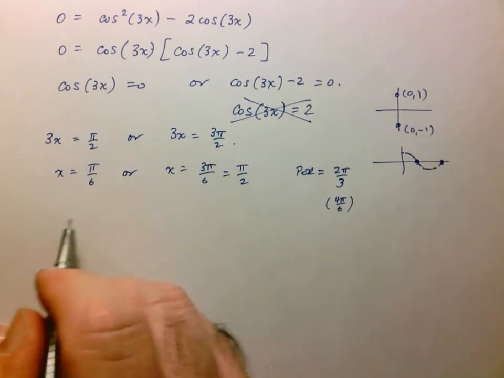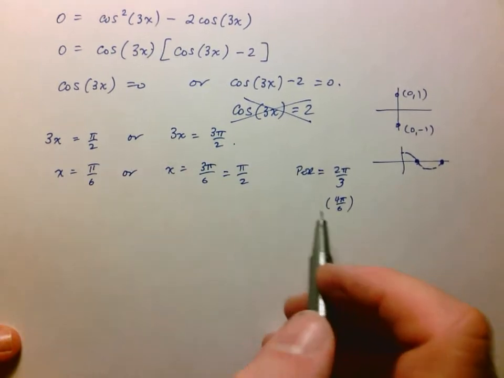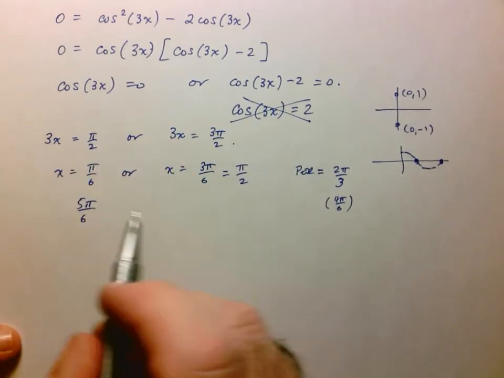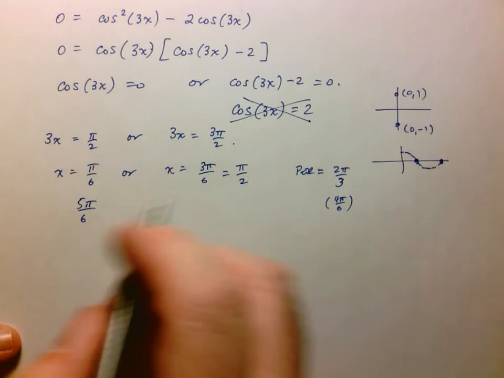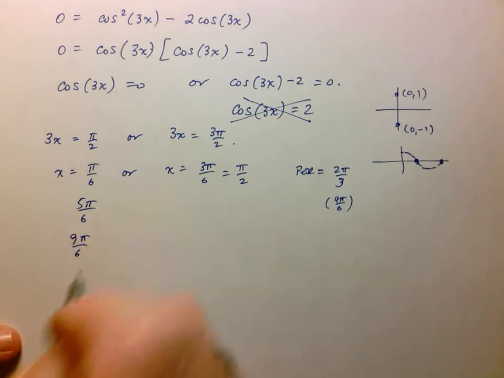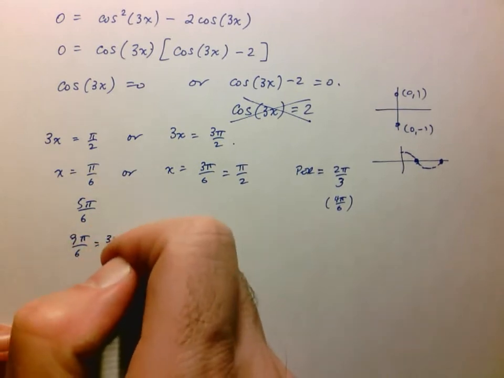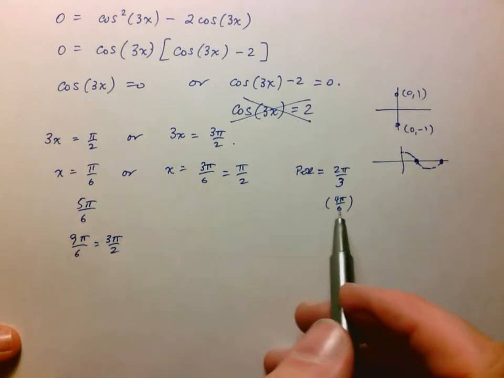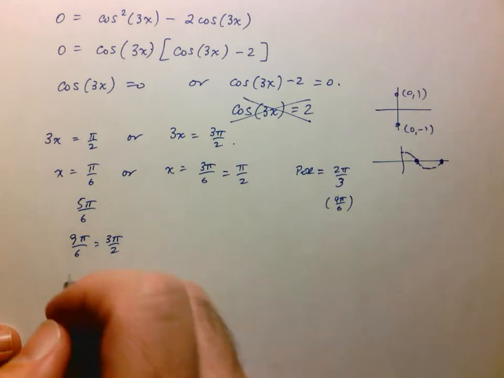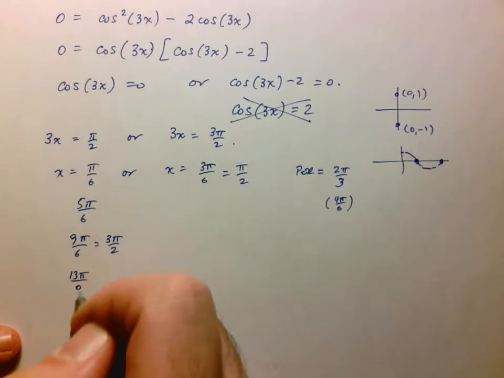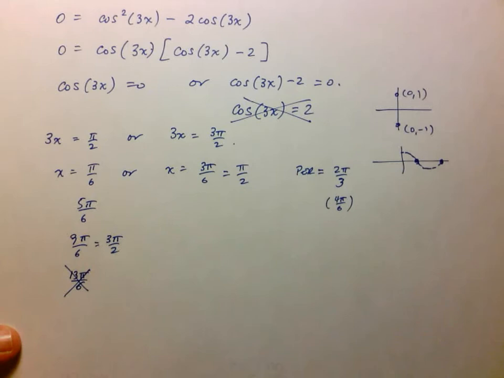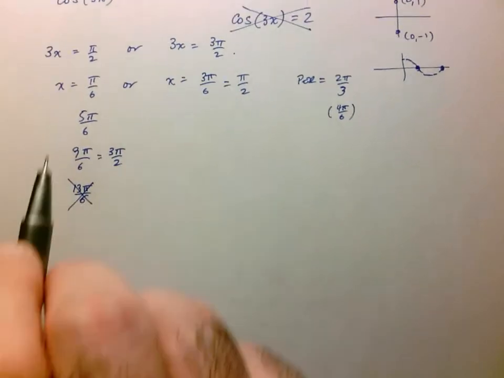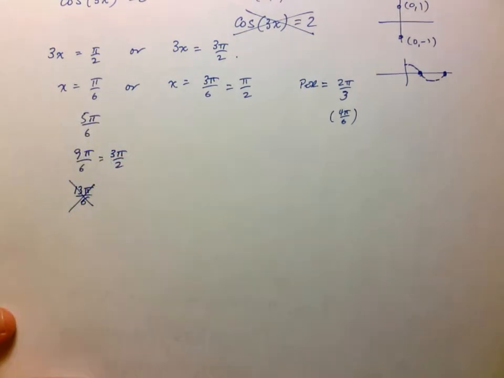Okay, so let's find the next. Let's add pi over 6 plus 4 pi over 6, which is going to be 5 pi over 6. So there's another answer. Let me add another 4 pi over 6. That's going to be 9 pi over 6, which of course can just be written as 3 pi over 2. But if I add 9 pi over 6 plus another 4 pi over 6, I'm going to end up with 13 pi over 6. That's too big because that's more than 2 pi. Remember, I'm only going up to 2 pi. So here, 1, 2, 3 answers so far.